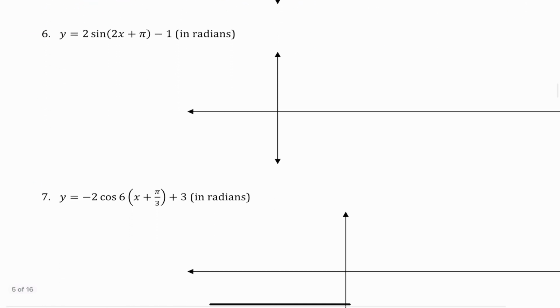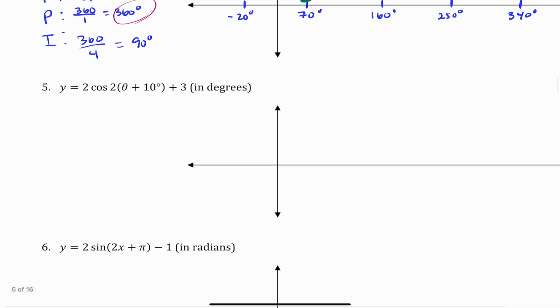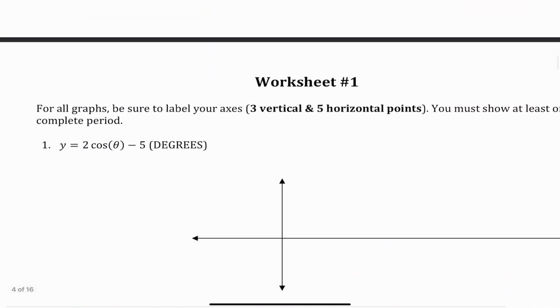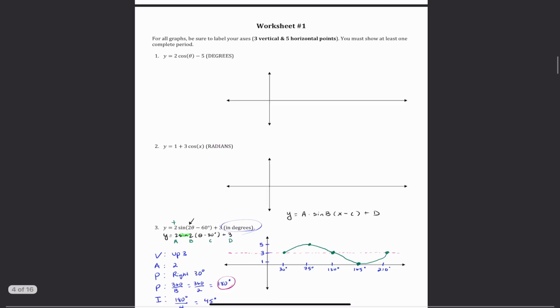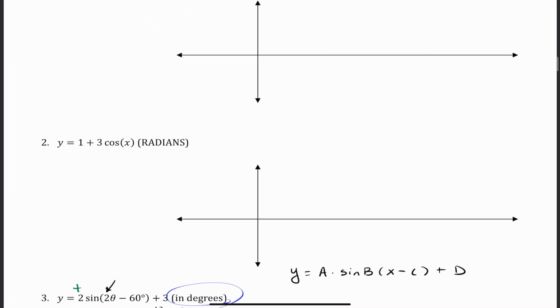All right, so you have all of these things here. So we have stuff in radians. We have these problems over here. All right, you know what? I'm going to do another one. I'm going to do one with a cosine and in radians.